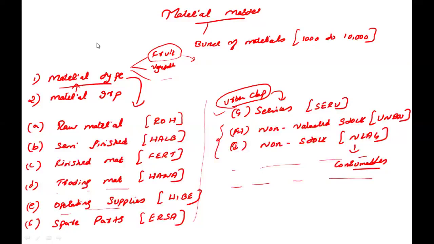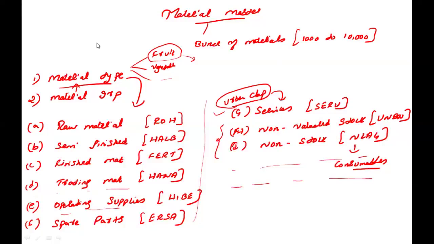Okay, it's clear. And one more doubt. This is also real time. If any plant is procuring some equipment, it comes under operating supplies, right? If those equipments are getting any trouble and they are procuring spare parts, it comes under ERSA or HIBE? One second, can you repeat your question?